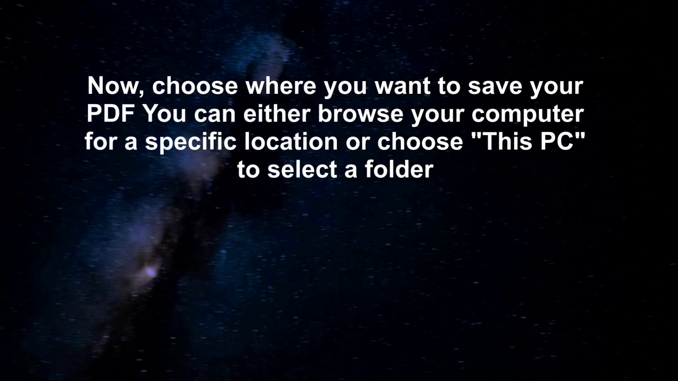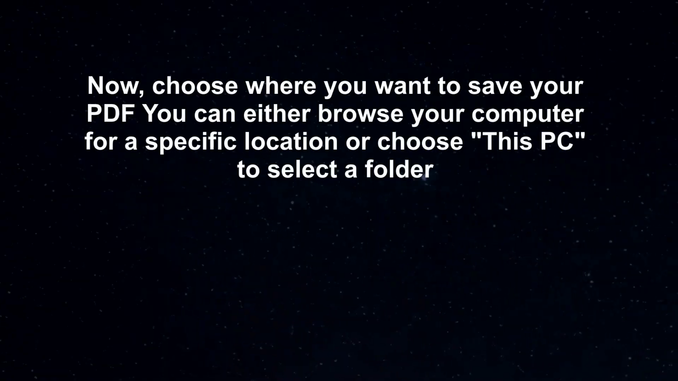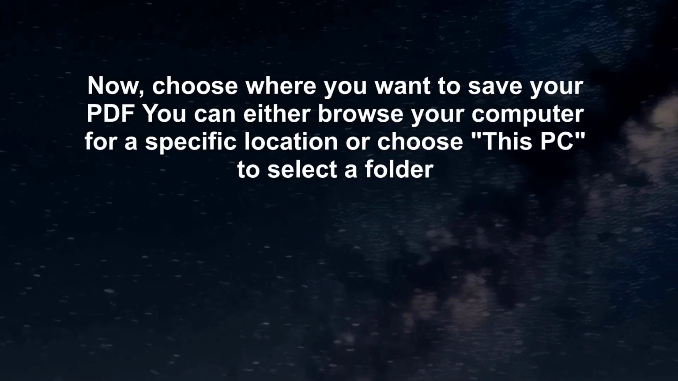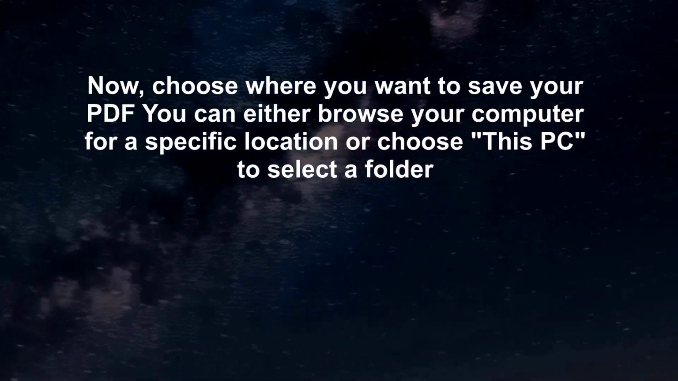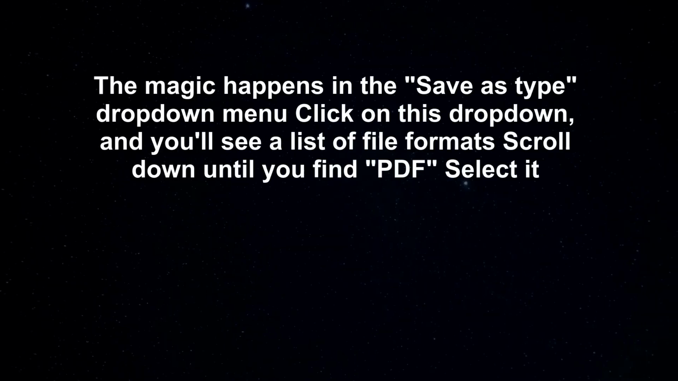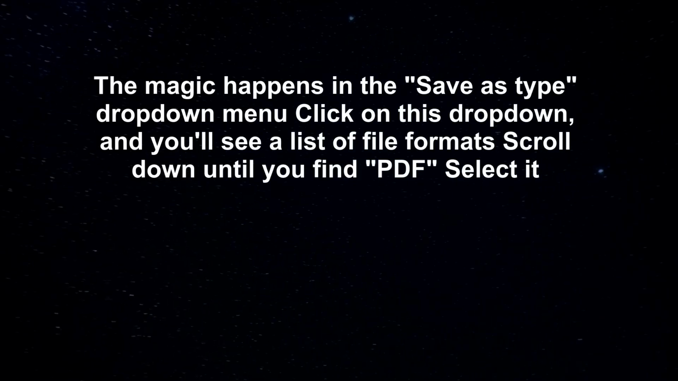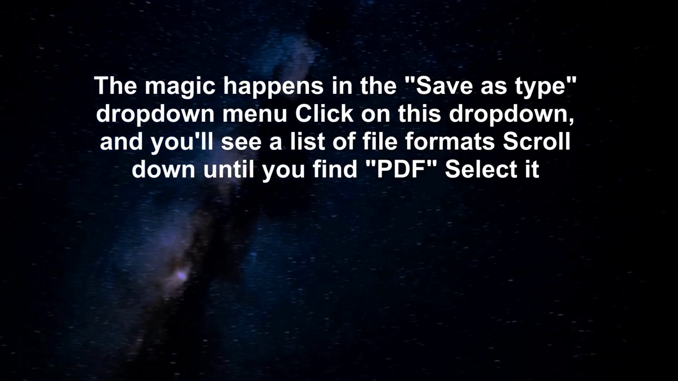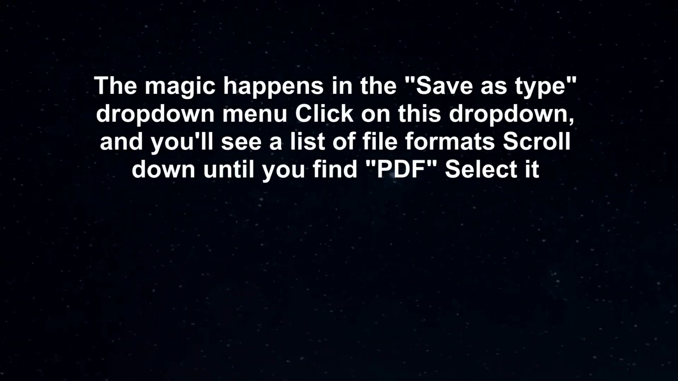Now choose where you want to save your PDF. You can either browse your computer for a specific location or choose This PC to select a folder. The magic happens in the Save as type drop-down menu. Click on this drop-down, and you'll see a list of file formats. Scroll down until you find PDF and select it.